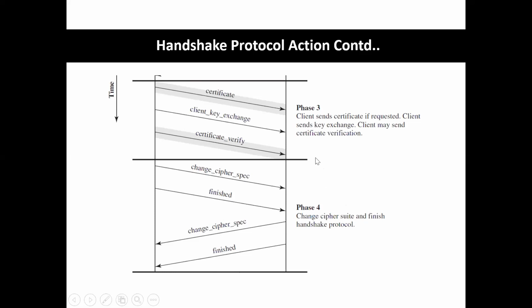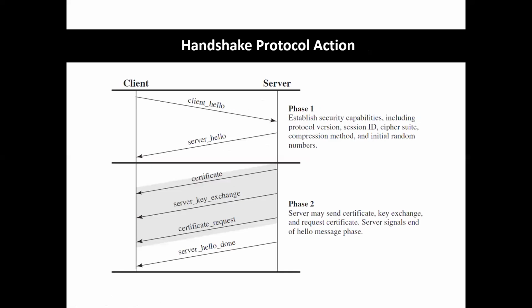For the encryption algorithm you can use RSA, DSS, any algorithm you can use. And also key exchange is given in brief in the textbook, you can check that textbook. So these are the 4 phases with respect to the handshake protocol.